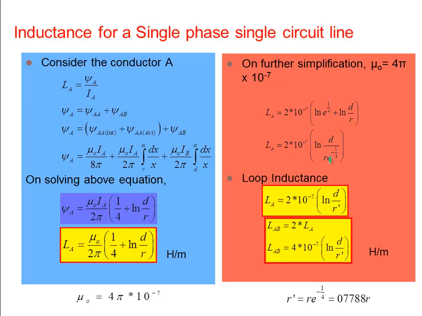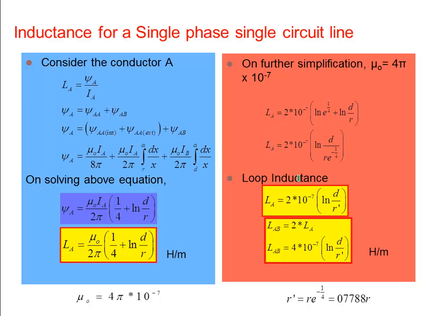The value of e to the power minus 1 by 4 is 0.7788, so R dash is 0.7788 times the radius R. Only 77.88% of the radius is utilized due to skin effect on the AC side. So this is for conductor A.